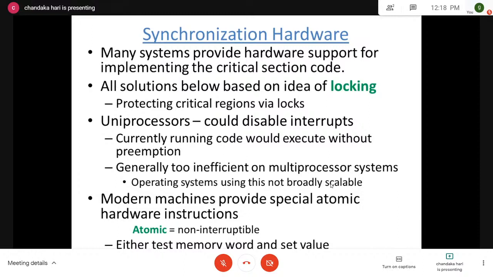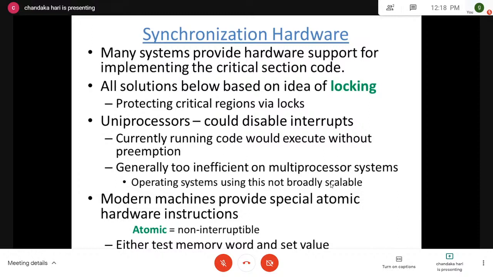Making the lock is called the entry section. Executing the process is called the critical section. Releasing the lock is called the exit section. That is protecting critical regions via locks. So already we know that we have two kinds of solutions: uniprocessor solutions and multiprocessor solutions.